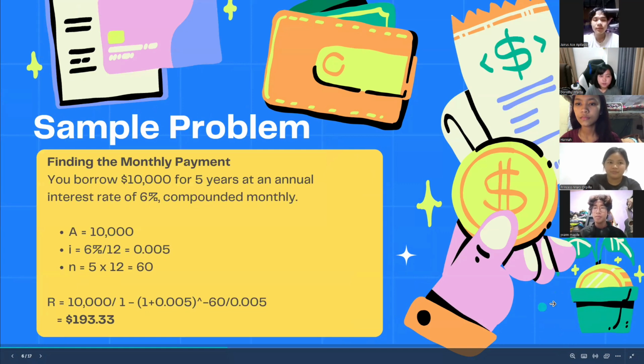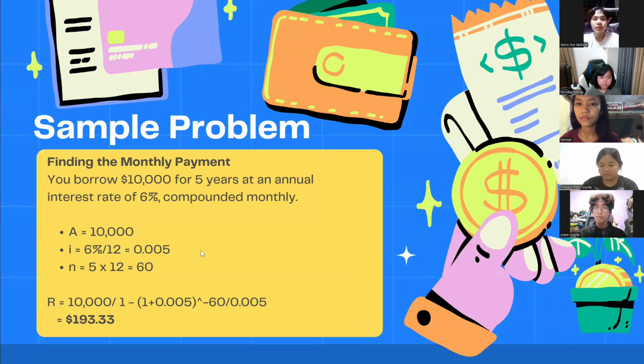And for our sample problem, we have finding the monthly payment. For example, you borrow $10,000 for 5 years at an annual interest rate of 6% compounded monthly. So, ang mga given natin dito is your A is equal to 10,000 and your i is equal to 6%. And since compounded monthly siya, i-divide siya by 12. So, 6% divided by 12 equals 0.005. Naka-decimal form na po yun.